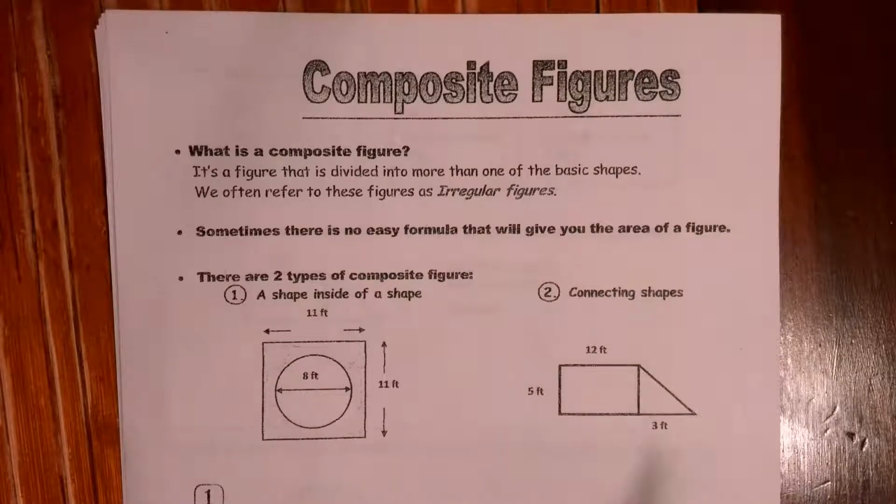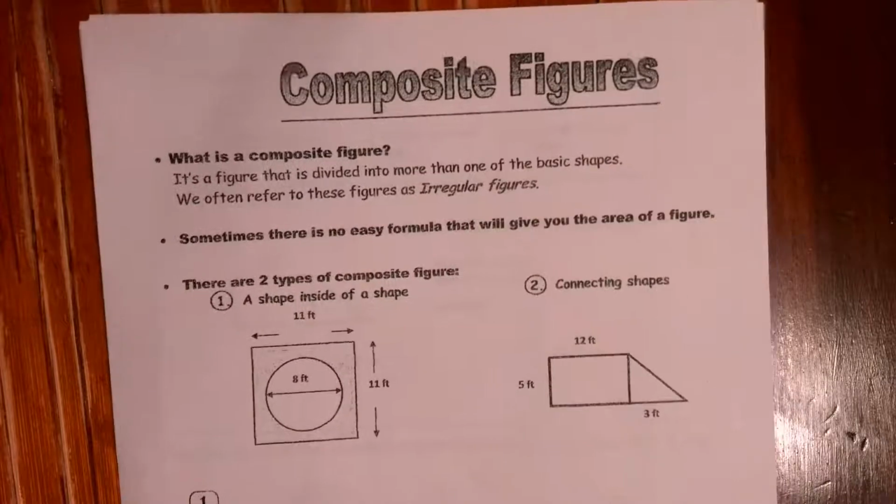And the second one is different connecting shapes. So this one we have a rectangle next to a triangle, where we could break it up as two, or some of you may still view that as a trapezoid, which is what that is. But a lot of students will look at this as two different shapes, and they find the areas of each and then add them together. Okay, so here's how we find the area of a shape inside of a shape.